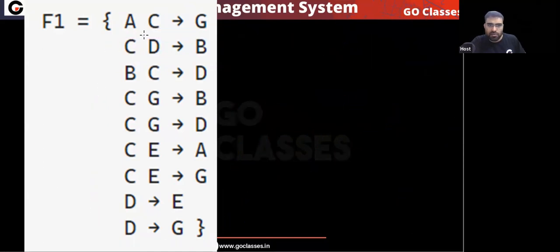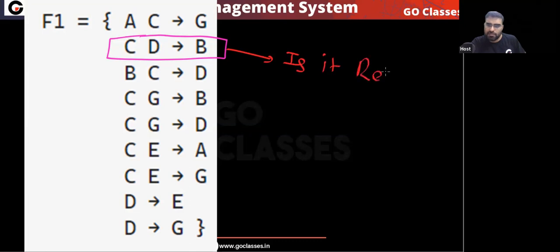What about this next one? CD determining B. This we want to check. Remember, you want to check whether this one is redundant or not. Then what will you do?